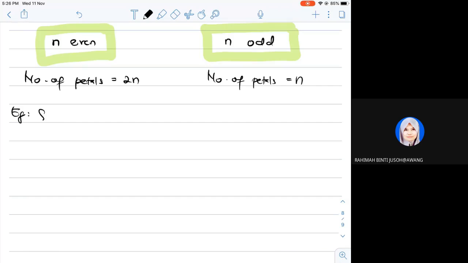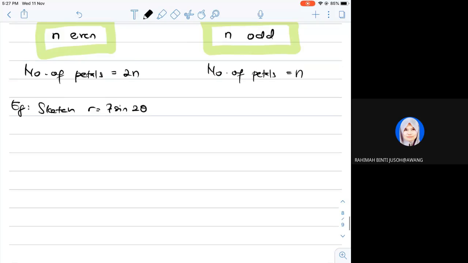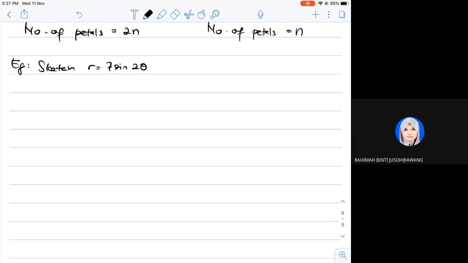So I give you one example here. Example: sketch. Let's take an even number first. r equals, let's say, 7 sine 2 theta. First of all, we know that the length of the petal is 7. Now look here, we have 2. So how many petals do we have? 4. Yes, so we will have 4 petals.